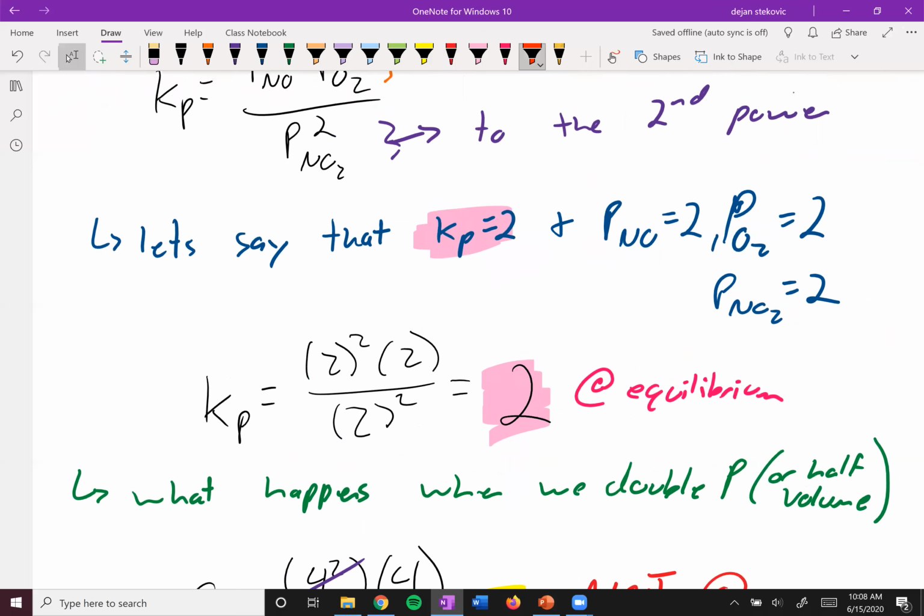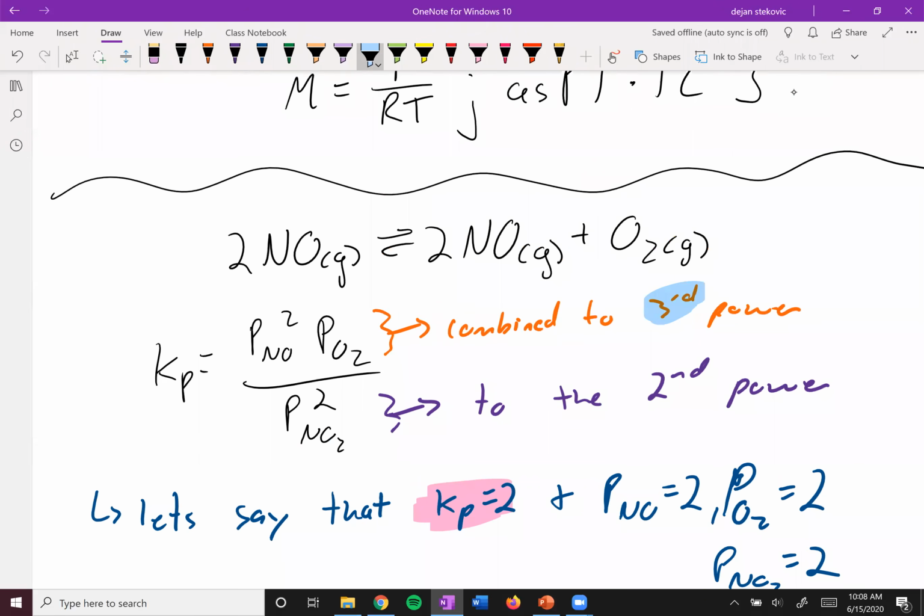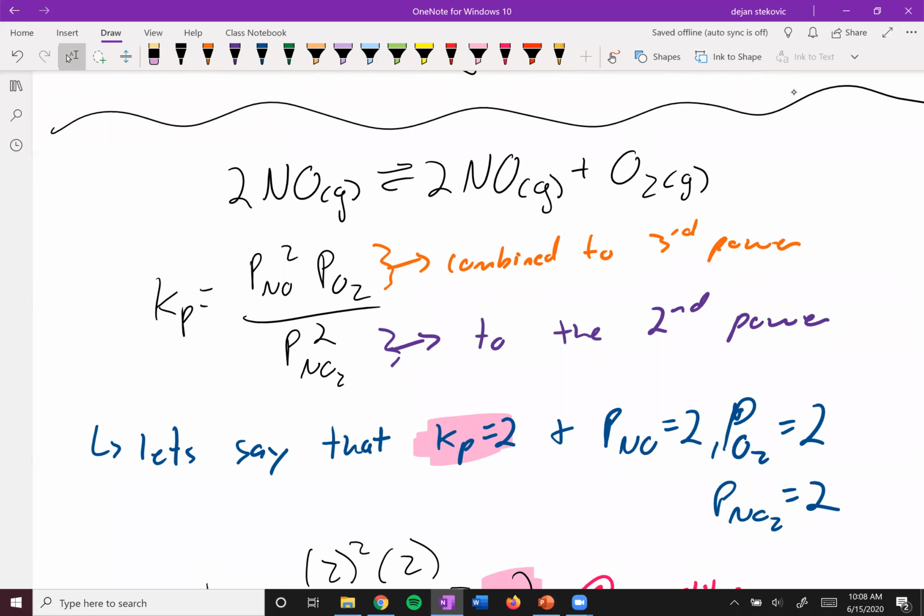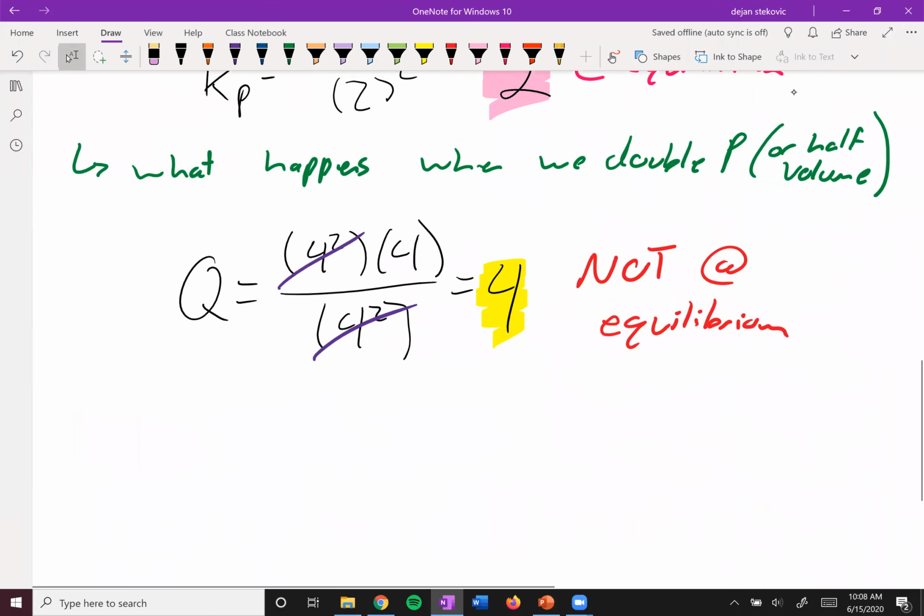And why did this happen? It's again because of these powers over here. This is combined to the third power, and the bottom is to the second power. So one of them is going to grow faster. If you double, 2 cubed is greater than 2 squared. So this top numerator is going to grow faster than the denominator. So even though we're doubling the pressure of all gases, doubling the concentration of all gases, it's not having an equal effect on the products and the reactants due to these powers. Whichever one's to the highest power is going to grow faster.